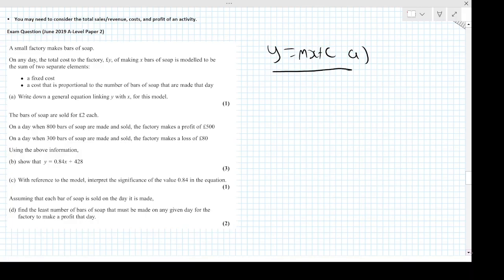So obviously m is the gradient and c is the y-intercept again. We are told there's a fixed cost and the cost that's proportional to the number of bars of soap. But let's have a look at that. The cost, we know what proportional means. It's proportional to the number of soap, which is x. So that means it has to equal kx, right? This proportional cost.